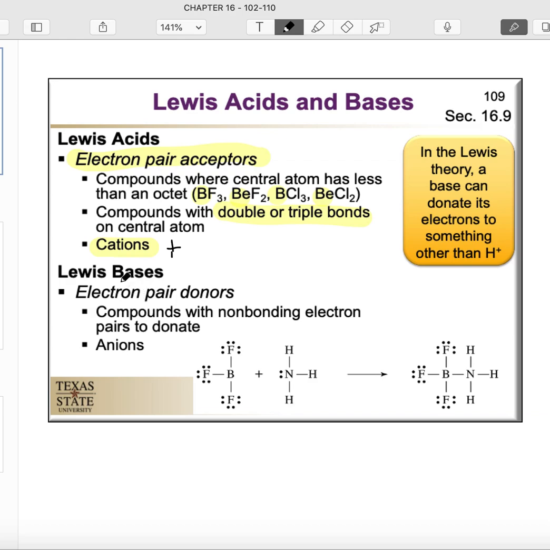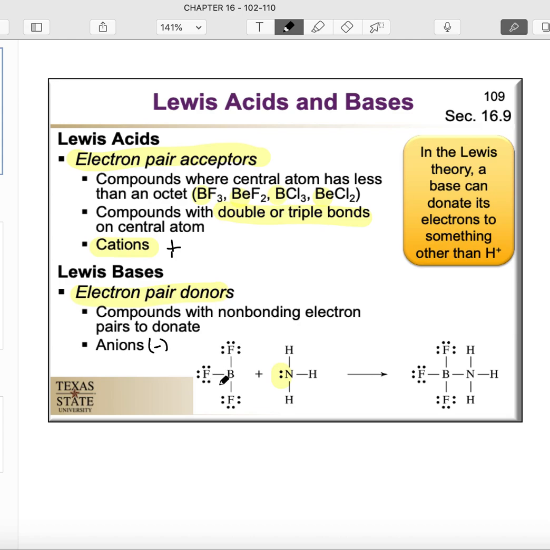Now, our Lewis bases, these are electron pair donors. They are going to constitute compounds that have non-bonding electron pairs that are able to be donated. For example, here in ammonia, notice that lone pair of electrons that is available to be donated. And another set of compounds that could act as Lewis bases are going to be anions. Anions are negatively charged ions, and those anions would be happy to donate the extra electrons so as to not be charged anymore by actually binding to something.